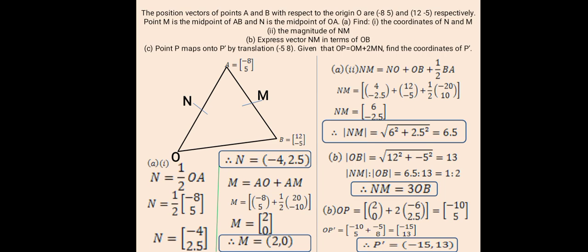B. Express vector NM in terms of OB and OC. Point P maps onto P prime by a translation (-5, P). Given that OP is equal to OM plus 2MN, find the coordinates of P prime.